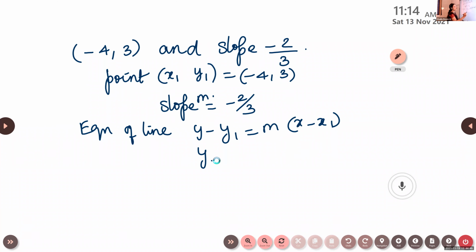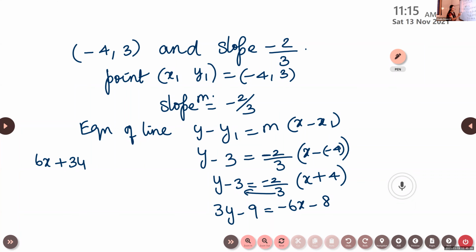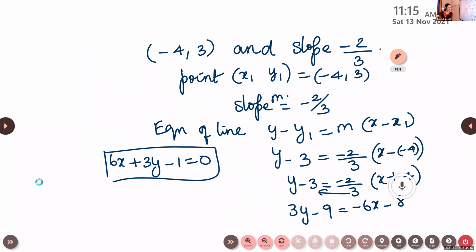So y minus 3 is equal to minus 2 by 3 into x minus of minus 4. Negative of negative, so y minus 3 is equal to minus 2 by 3 into x plus 4. Now cross multiply: 3y minus 9 is equal to negative 2x minus 8. Now bring all the terms to one side.